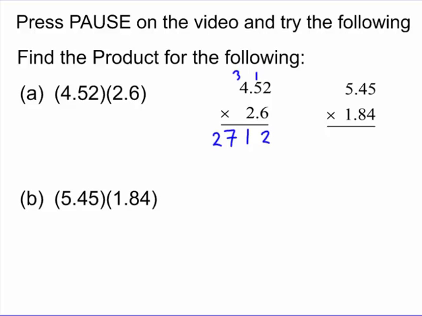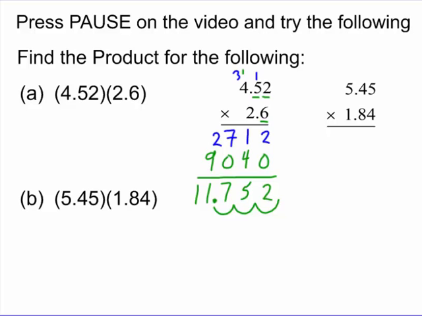I move to the second digit, so now I need a placeholder of a 0. 2 times 2 is 4. 2 times 5 is 10, carry the 1. 2 times 4 is 8, plus 1 more is 9. Add up the parts. And then count decimal places. So I have 3 decimal places in my starting value. So if I jump over 1, 2, 3, I get an answer of 11.752.